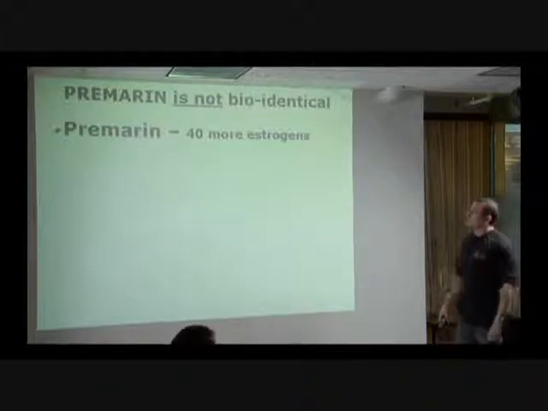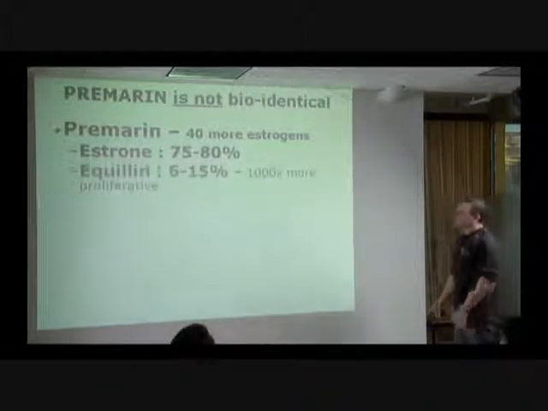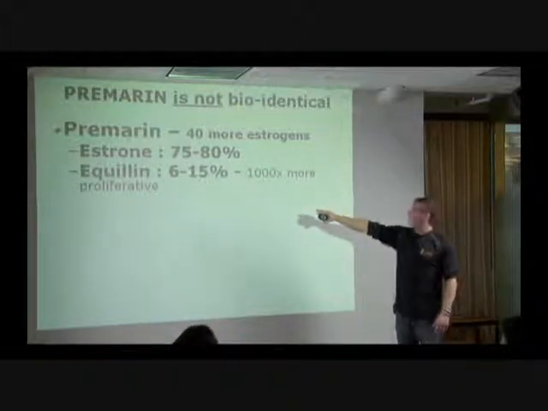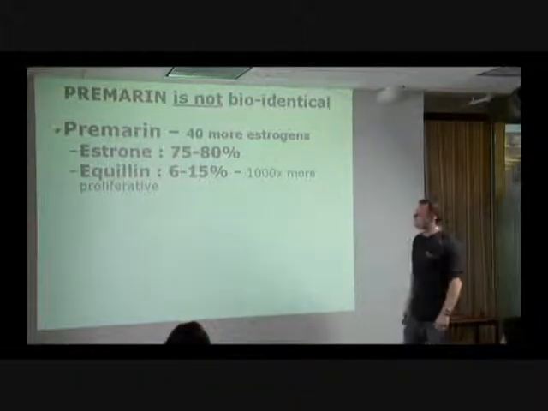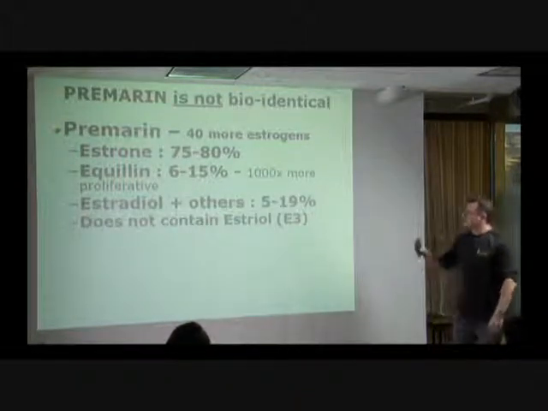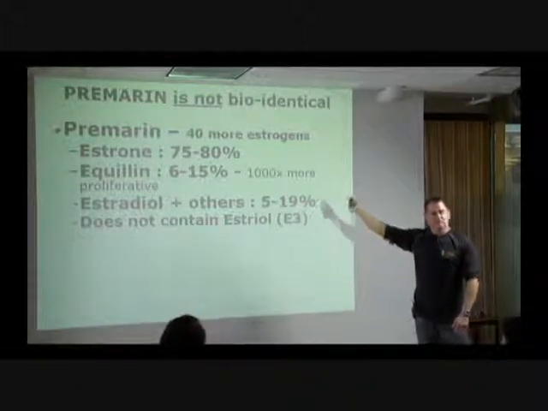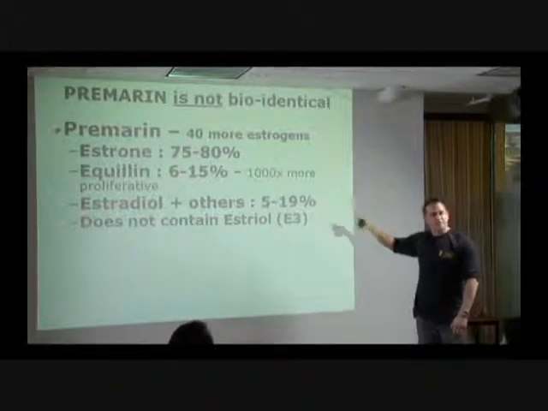A lot of them we don't even know, because you can't regulate the urine of a horse. Estrone is 75%. Look at the ratios here. Equine, which is 6 to 15%, and by the way, that's horse estrogen, which is 1,000 times more likely to cause a breast cancer to misdivide. It's estradiol and others, and does not contain the protective estriol. So it doesn't have the right amount. It contains estrogens that the body doesn't even use. It has ones that are more prolific and does not have the protective one.